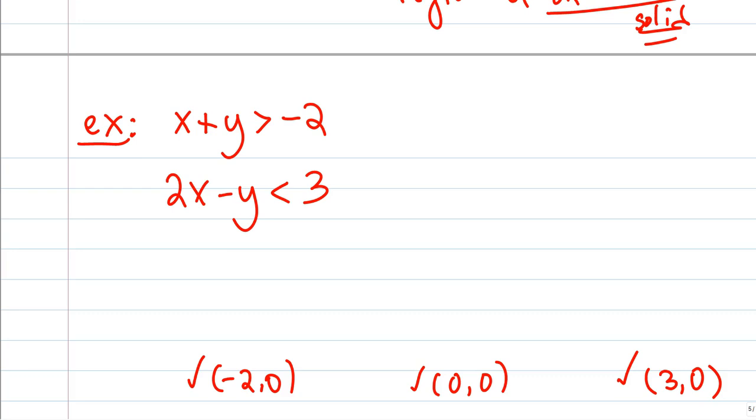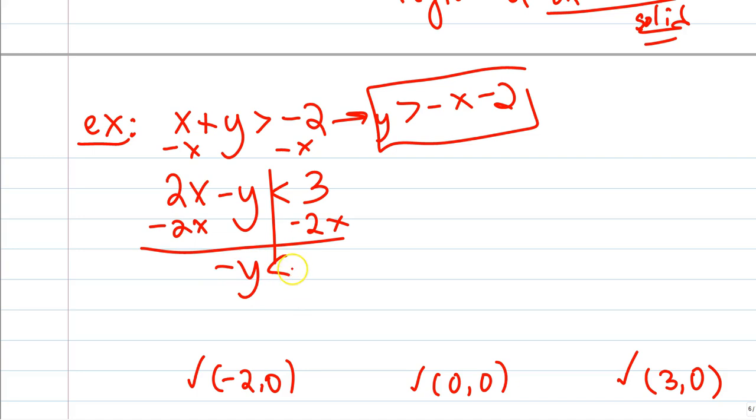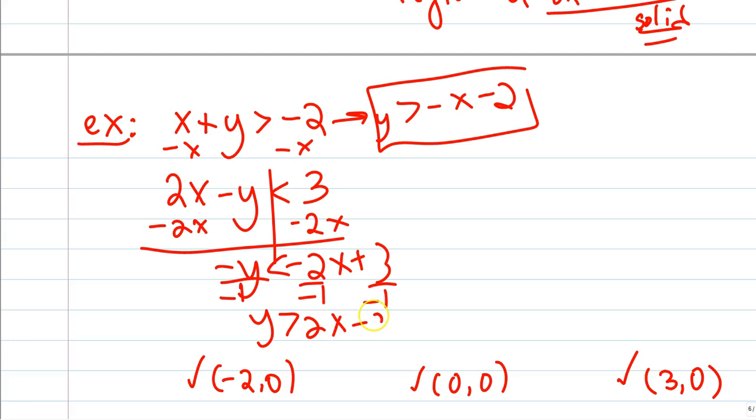Next one. These are not in graphable form, so we got to solve for y. Move the x. So we get that y is greater than negative x minus 2. Go back to that in a minute. Second one, we got to move the 2x. So that negative y is less than negative 2x plus 3. That is not ready to graph. That is not y equals. We need to divide out the negative so that y is greater than 2x minus 3.